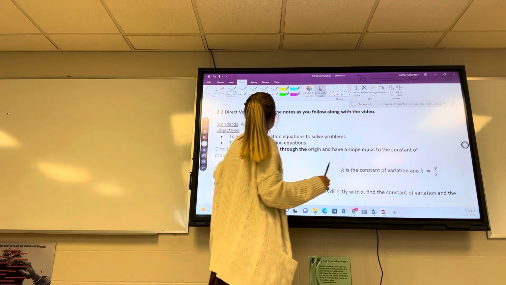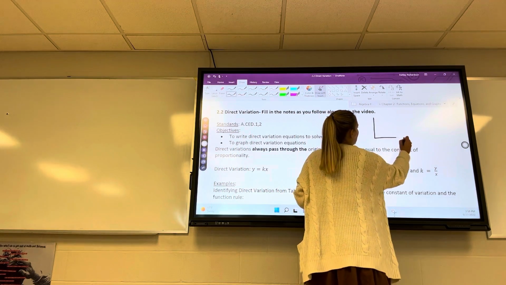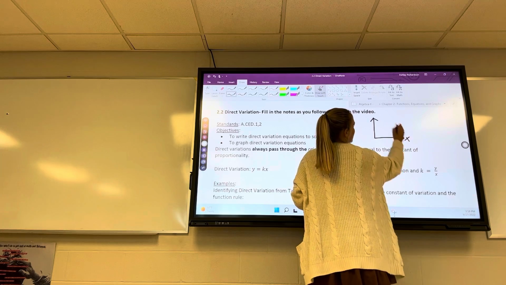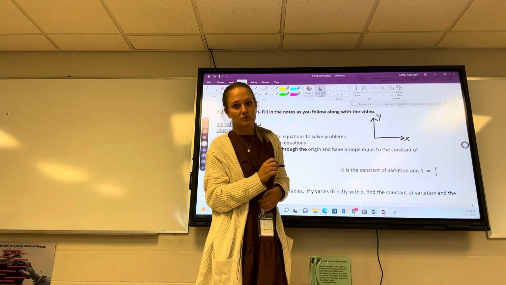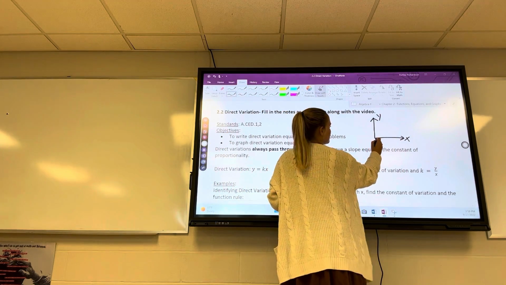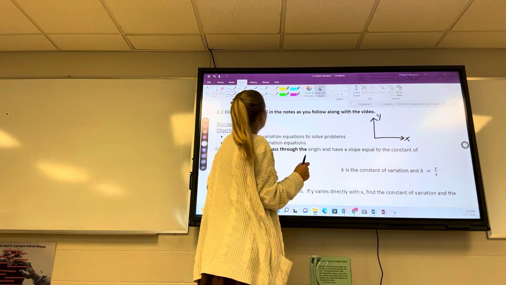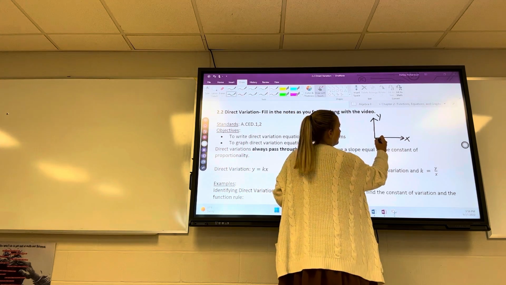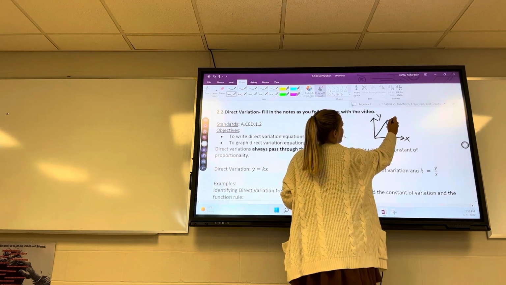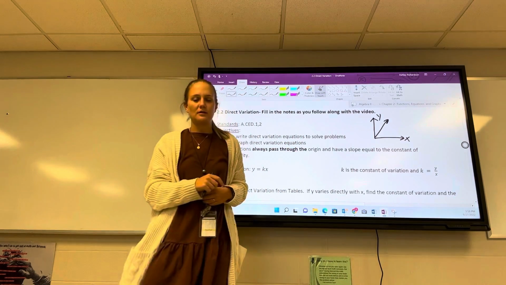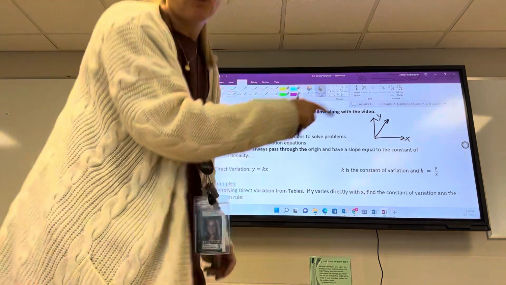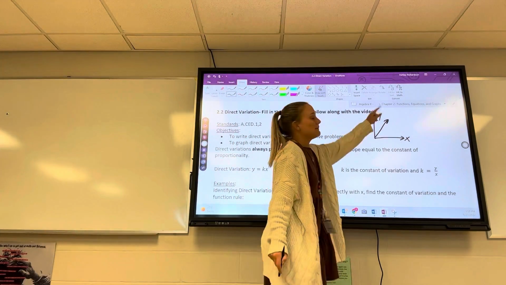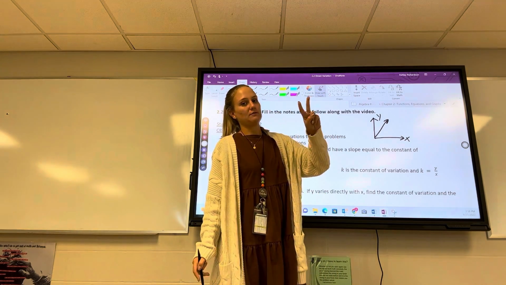So when it's graphed, when you have x and y, it's going to pass through your origin, 0, 0, and then look something like this. This would be a direct variation because it passes through my origin and it makes a straight line. It makes a straight line, it passes through the origin, it's a direct variation.